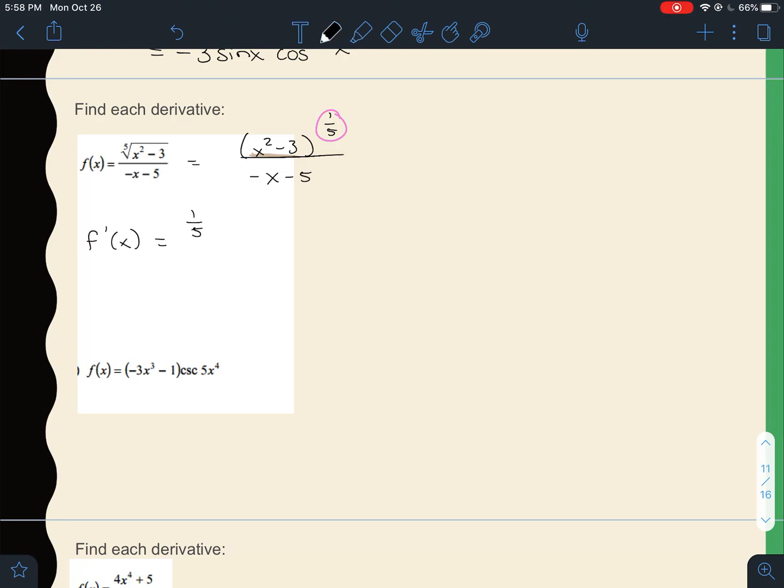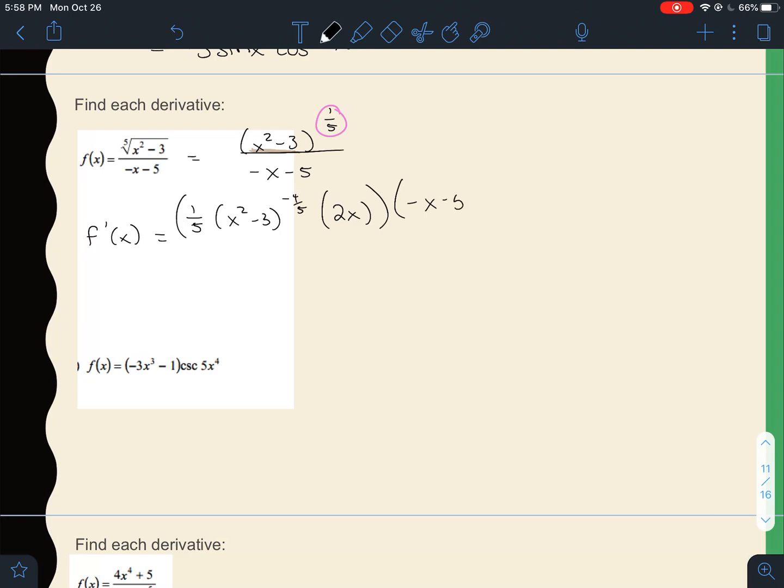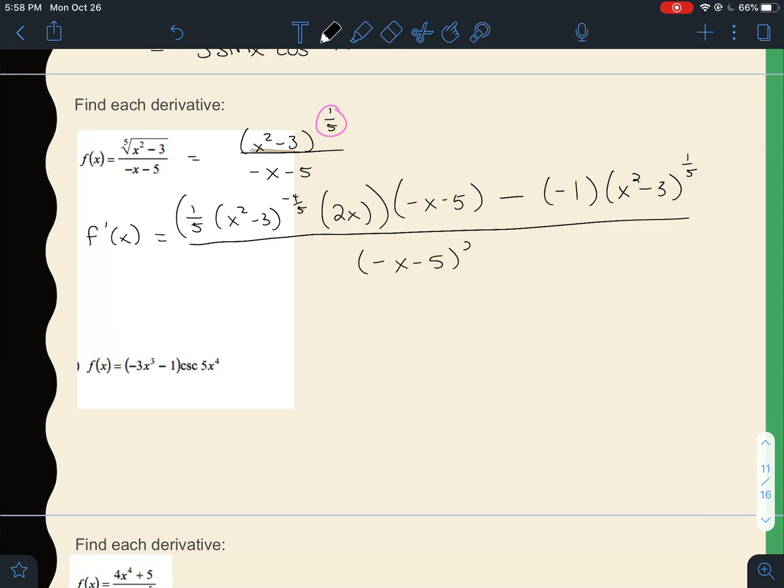So derivative of the top, 1/5 (x squared minus 3) to the negative 4/5, then times the derivative of the inside, 2x. So that's the derivative of the numerator, then times the denominator, negative x minus 5, then minus derivative of the denominator, negative 1, times the numerator, (x squared minus 3) to the 1/5, then all over the denominator squared, (negative x minus 5) squared. And I'm going to leave it like that.